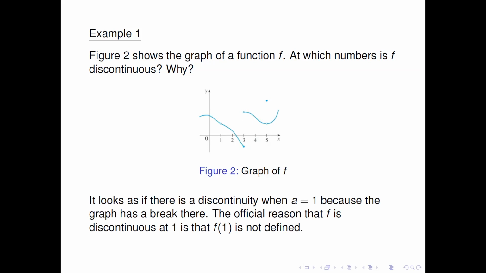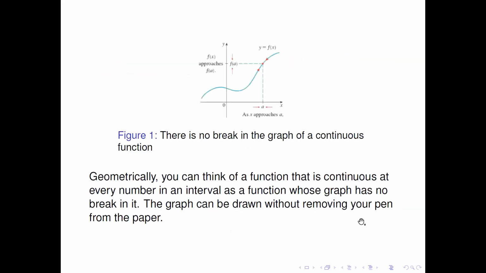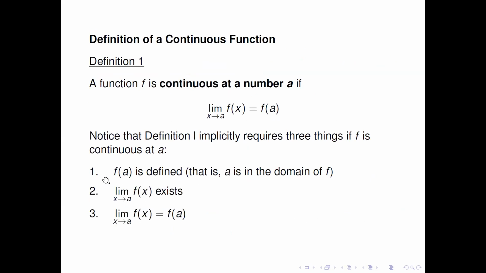with the example. Here we have a discontinuity when a is equal to 1. Why? Because the function isn't defined there, right? Remember, we had 3 conditions that a function must satisfy at a point where it is continuous. I'll scroll back and show you. The limit as x approaches a of f of x equals f of a means the following 3 things must be true. The first one is that f of a is defined, that is, a is in the domain of f. The second is that the limit exists. The third is that the limit equals the value of the function at that point.